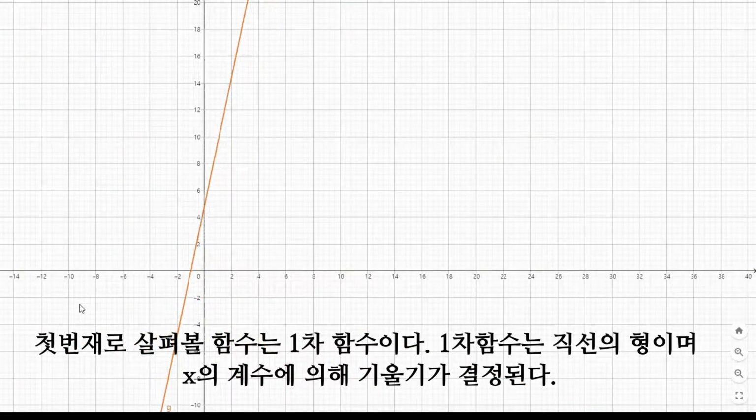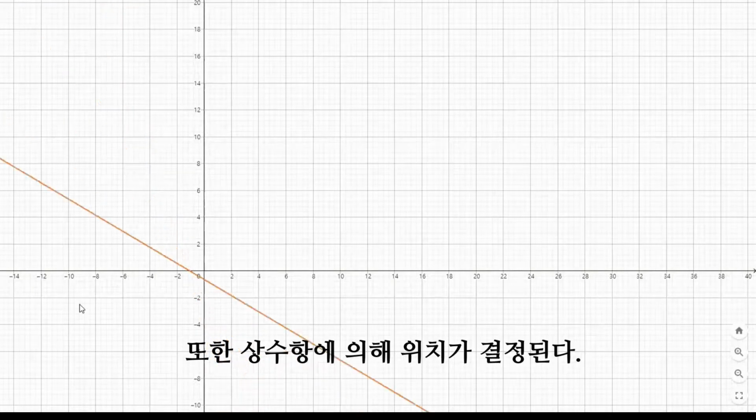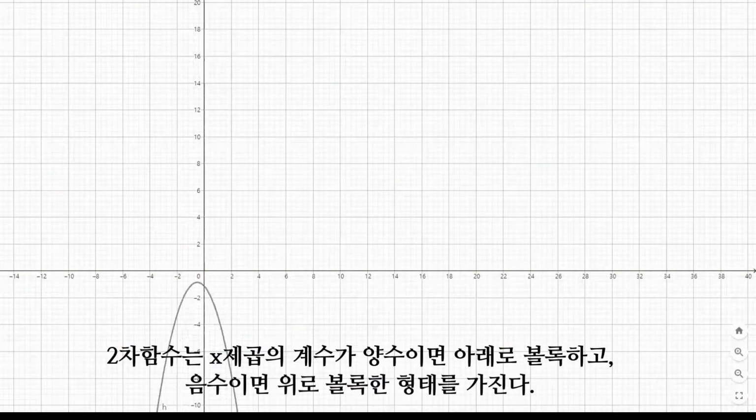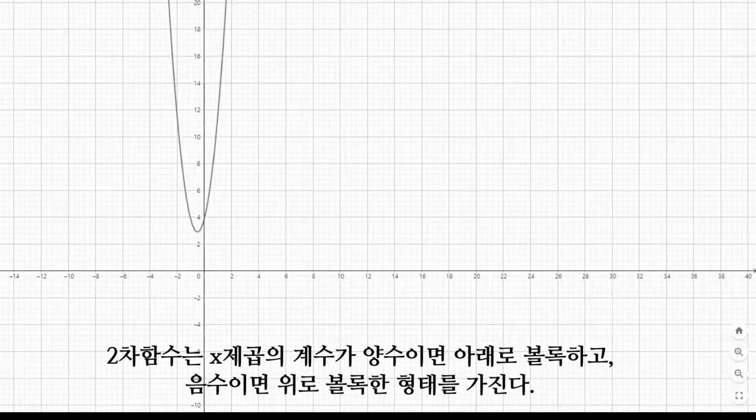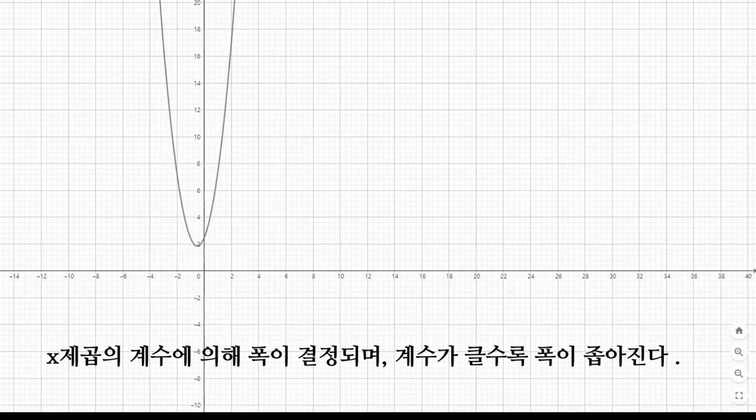The slope is determined by the coefficient of x, and the position of the graph is determined by the constant term. The quadratic function is convex down if the coefficient of x squared is positive, and convex up if negative. The width is determined by the coefficient of x squared, and the larger the coefficient, the narrower the width.